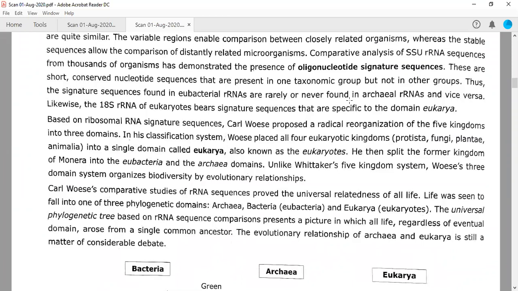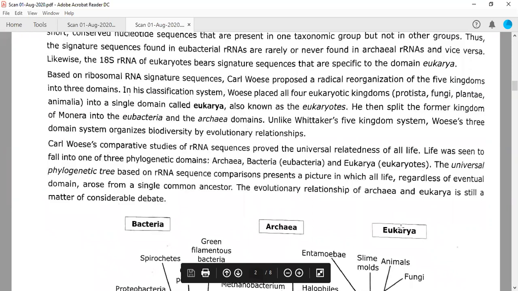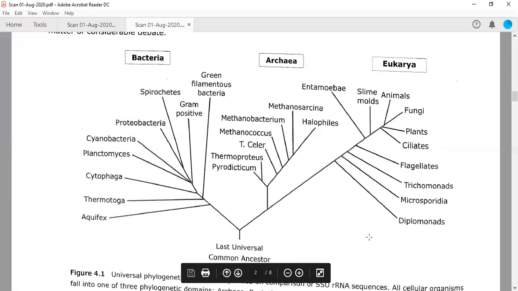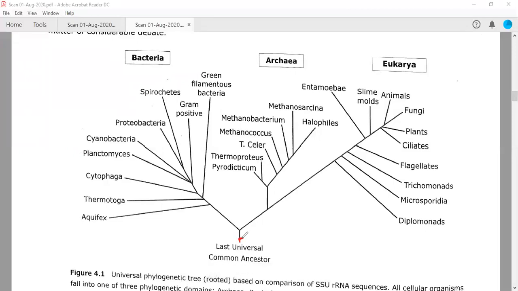So we will discuss how they have classified the bacteria, archaea, and eukarya. And one more thing before getting into the text: this archaea is more closely related to eukaryotes. If you look at this phylogenetic tree, there is a last common ancestor, which is called LUCA, the Last Universal Common Ancestor. From there, there is a branch here, and from this branch there are two major groups.